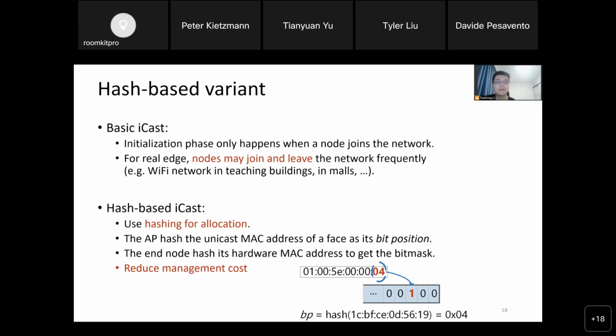In basic ICAST, dynamic grouping needs to get the bit positions of all the destination end nodes via the MAC mapping table, while in hash-based ICAST, the access point hashes all destination end nodes' hardware MAC addresses to get their corresponding bit positions. The bit mask of each end node is also generated by hashing its own hardware MAC address. Hence, there is no extra overhead caused by end node dynamic connections in hash-based ICAST.